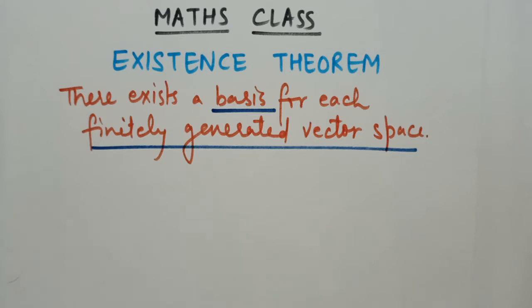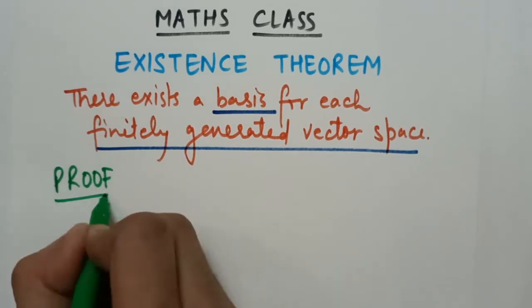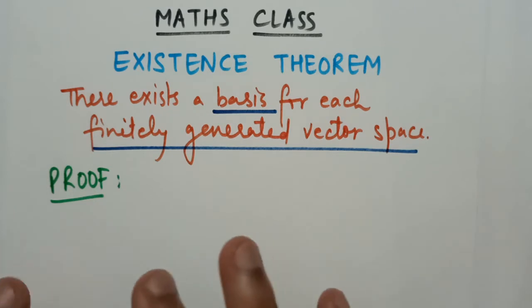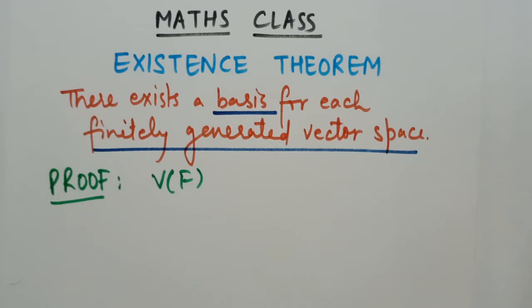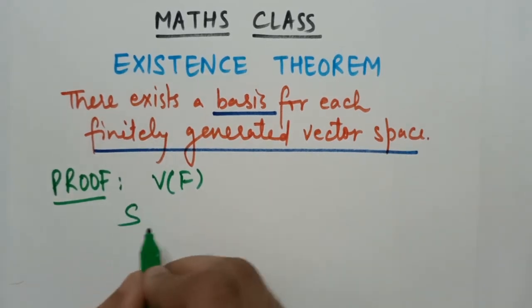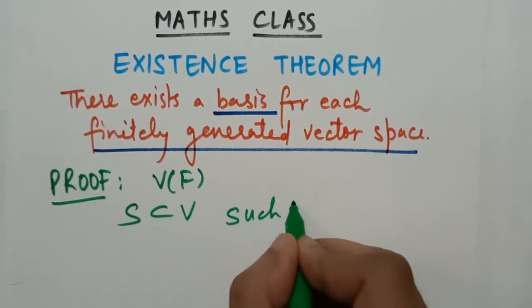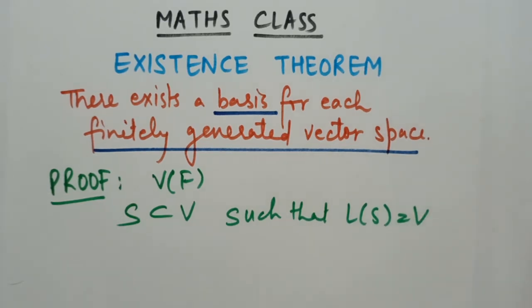Coming back to the theorem, let's proceed to prove the theorem. So we are given a finitely generated vector space. Let that vector space be V over the field F, and since it is a finitely generated vector space, there must exist a finite subset S of V such that the linear span of S is equal to V. That means S generates the vector space V.